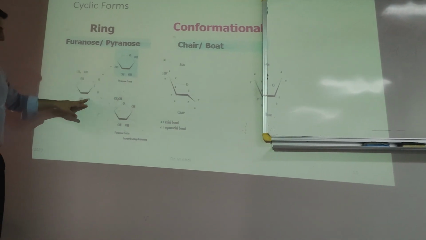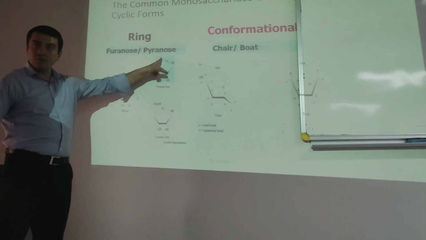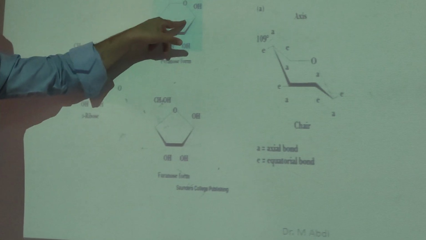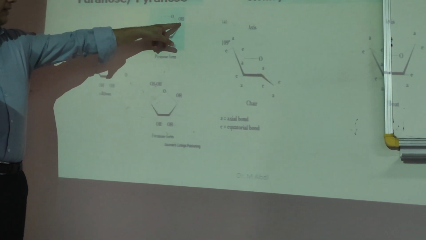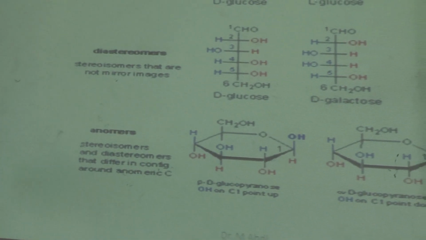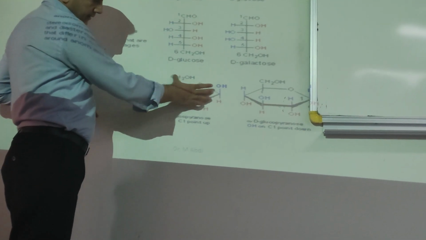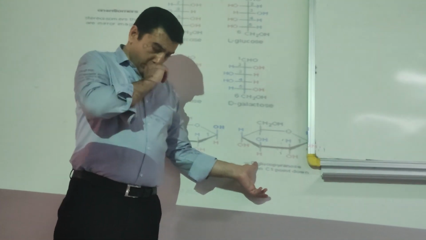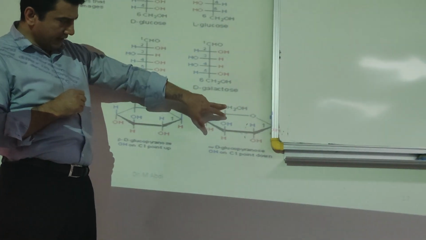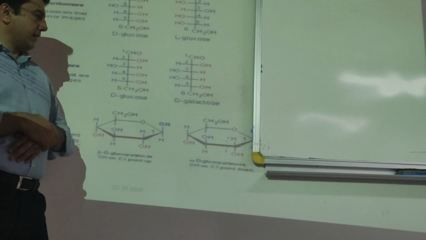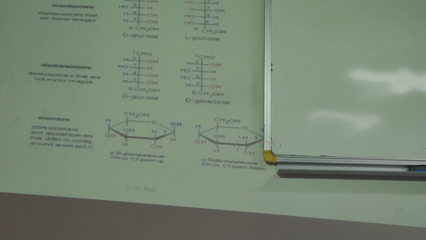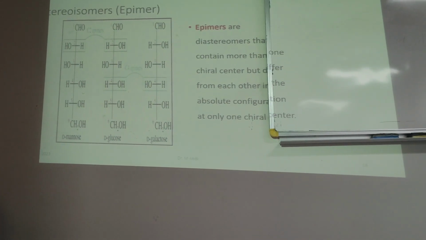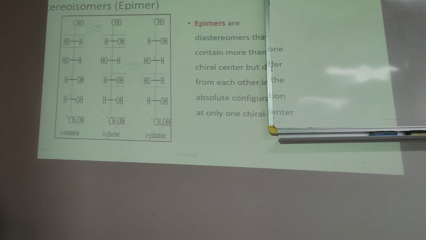When a sugar transforms from a linear form to a ring form, we have a new chiral carbon named the anomeric carbon. The difference of two anomers is about their OH group. Whenever the OH group and the CH2OH are in the same direction, we name such isomers the beta form, and if they are in opposite directions, we have an alpha. But the last isomers in carbohydrates, which are stereoisomers, are epimers.